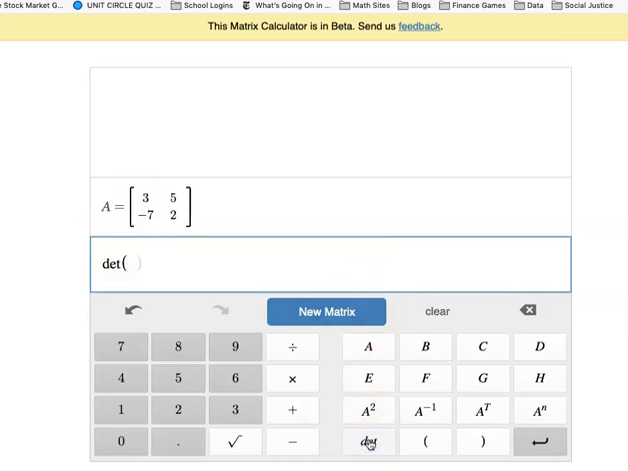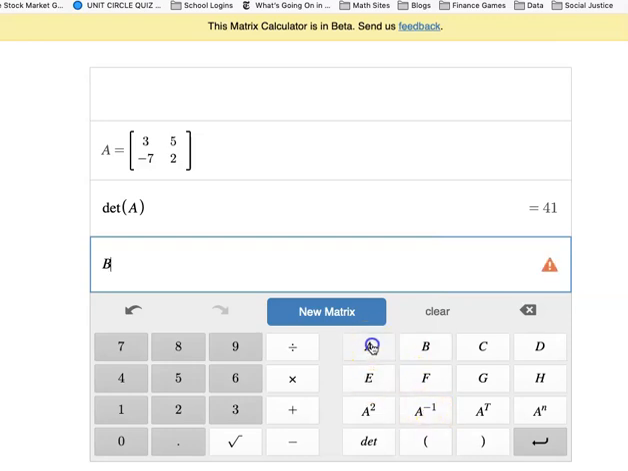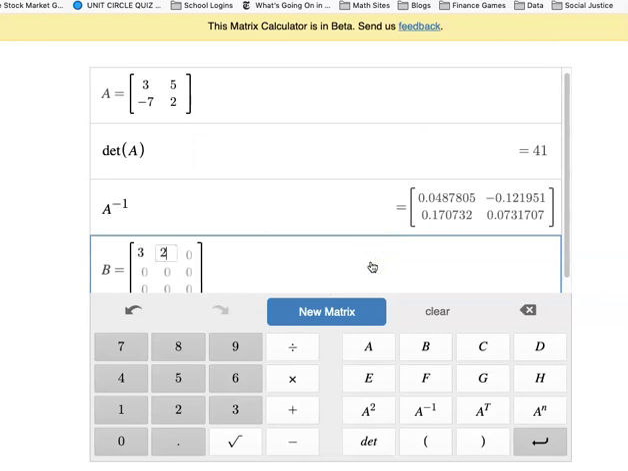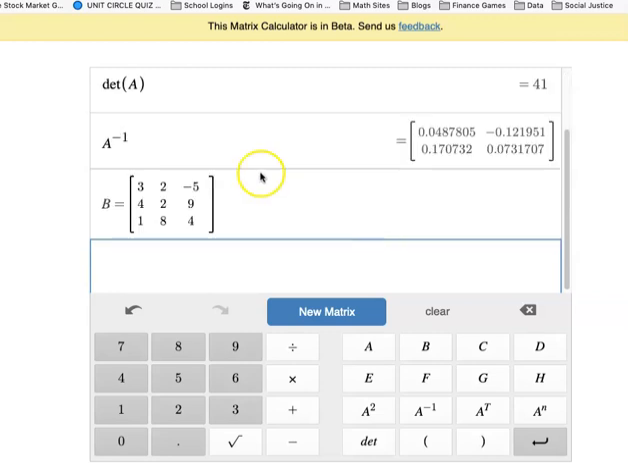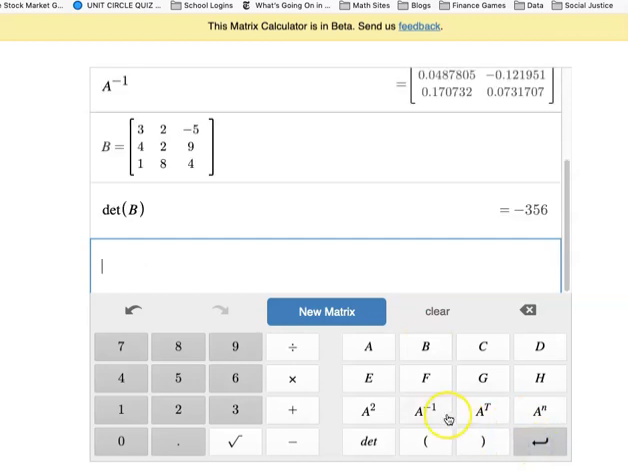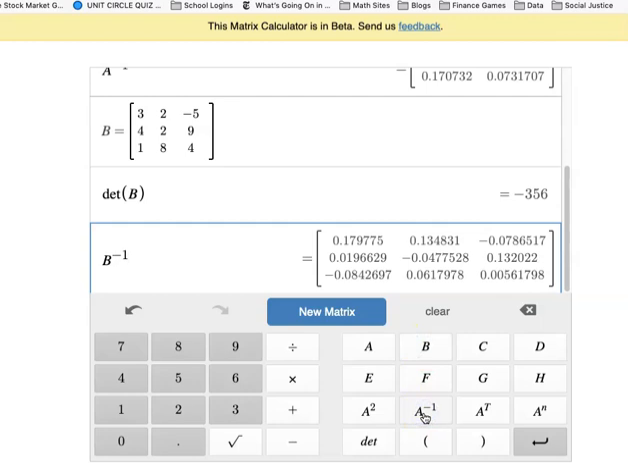So the determinant of A, it told us it was 41. And if you wanted to find the inverse, we just hit A, our matrix name up here, inverse. There's our matrix, we hit inverse, and there's the inverse of it. So you can name these differently. Let's say you were asked to find a 3 by 3. And these you'll never have to do by hand. 3, 2, negative 5, 6, 4, 9, 1, 8, 3. Make sure you hit enter. So if you wanted to find the determinant of B, there's our determinant. And then if you wanted to find the inverse, we just hit B inverse, and there's our inverse matrix.